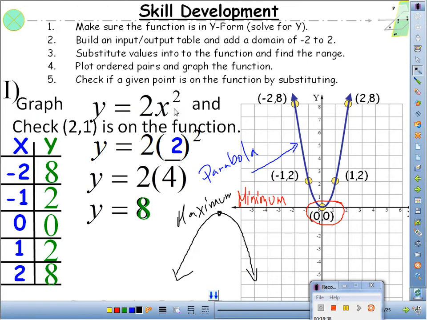Are we done graphing? Yes. But now it says check to see if (2, 1) is on the function. So I want you to rewrite your equation, but instead of x, you open up parentheses, and instead of y, you open up parentheses. So check this out. It should look something like this.